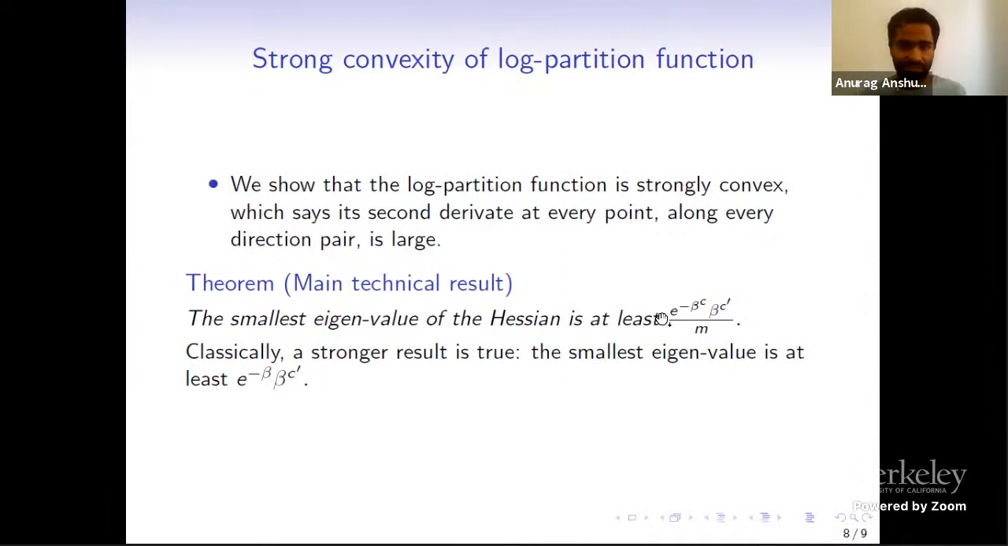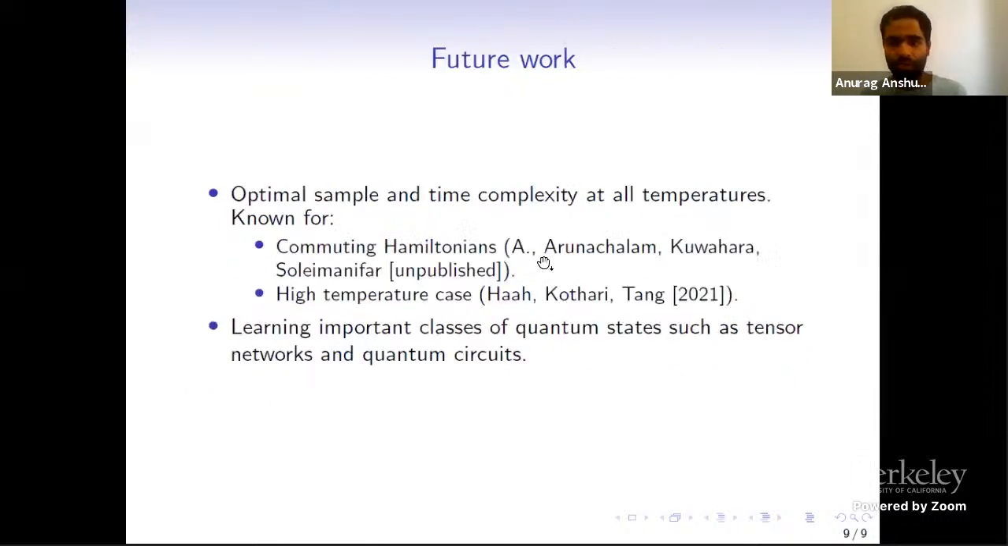So that's why proving these results is hard. So that's the main technical result, and up to the future work.